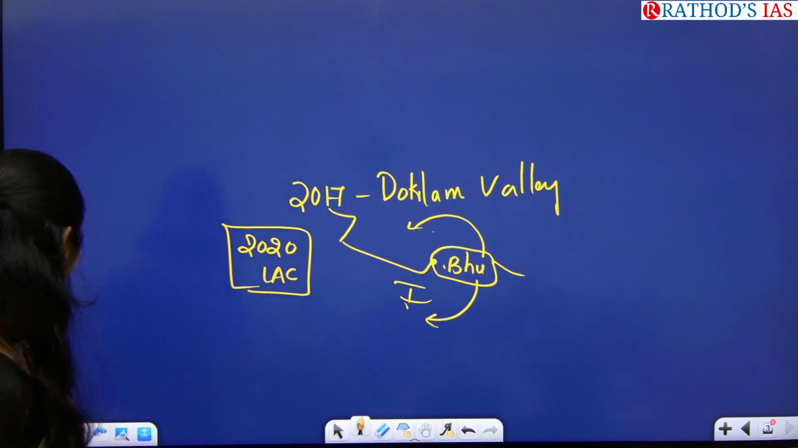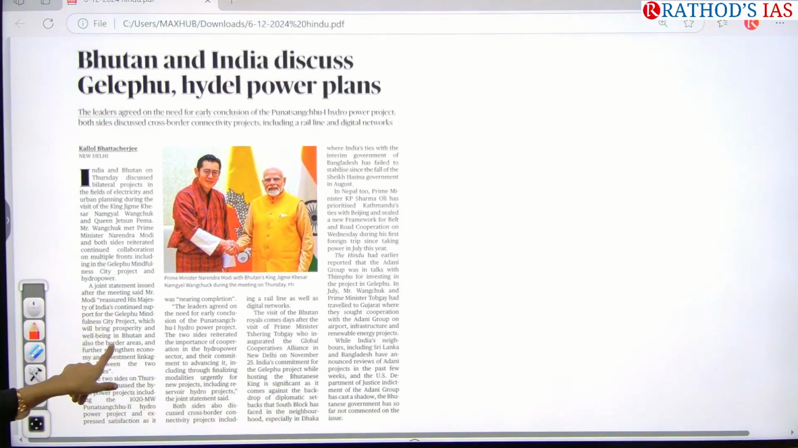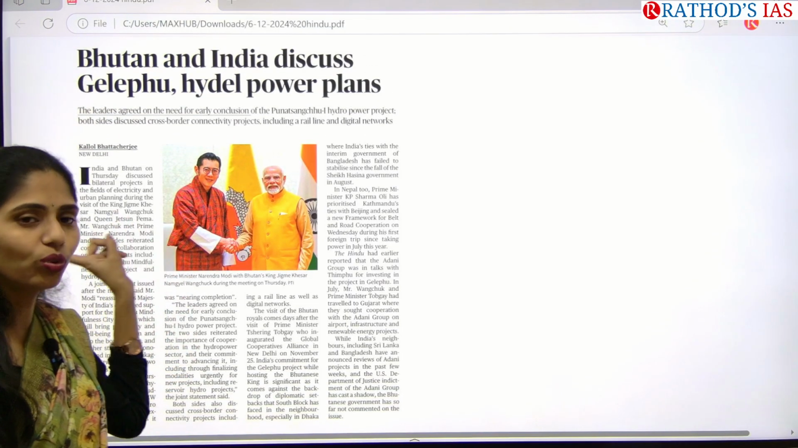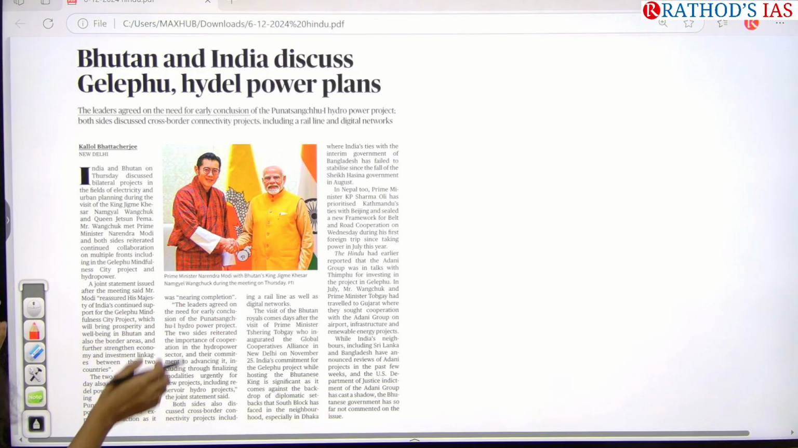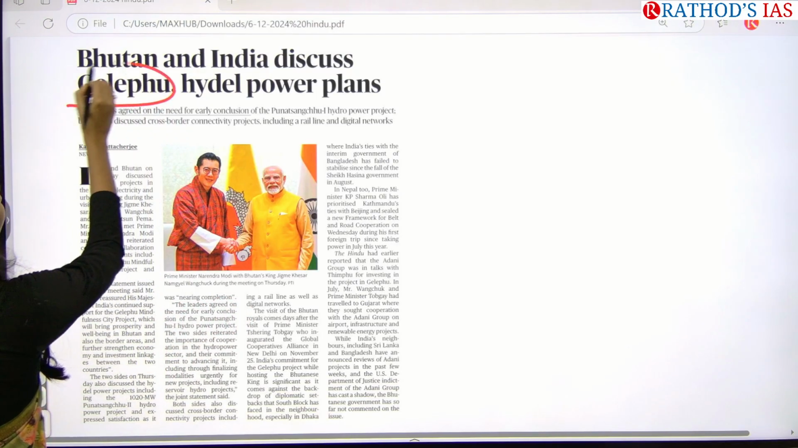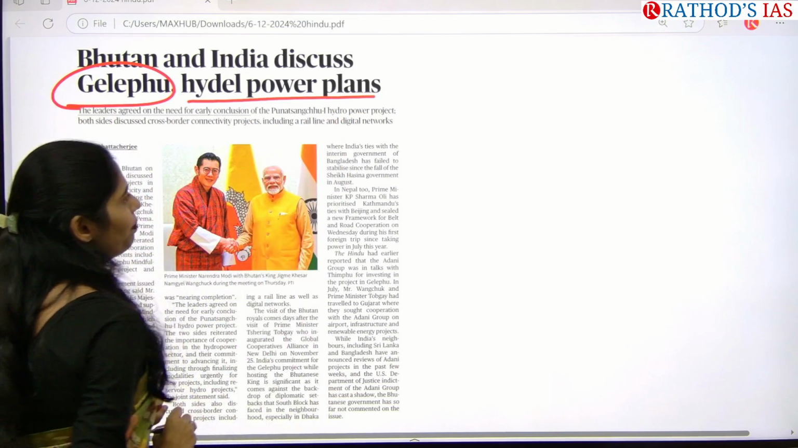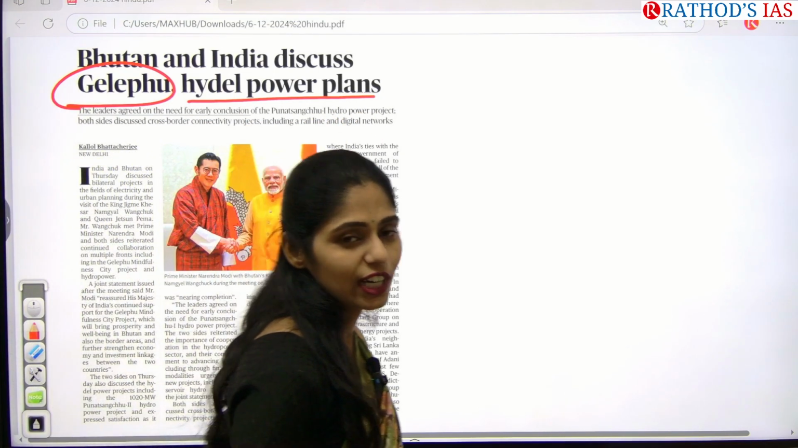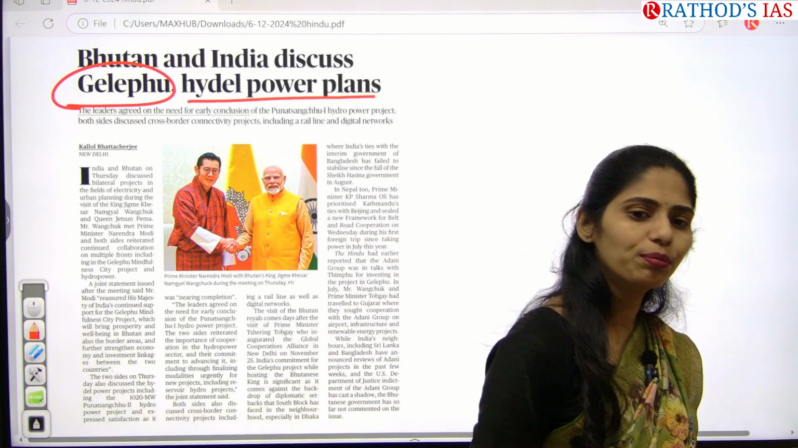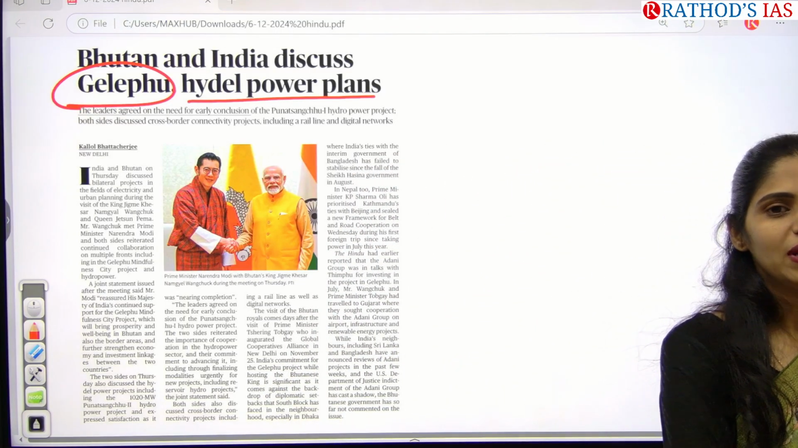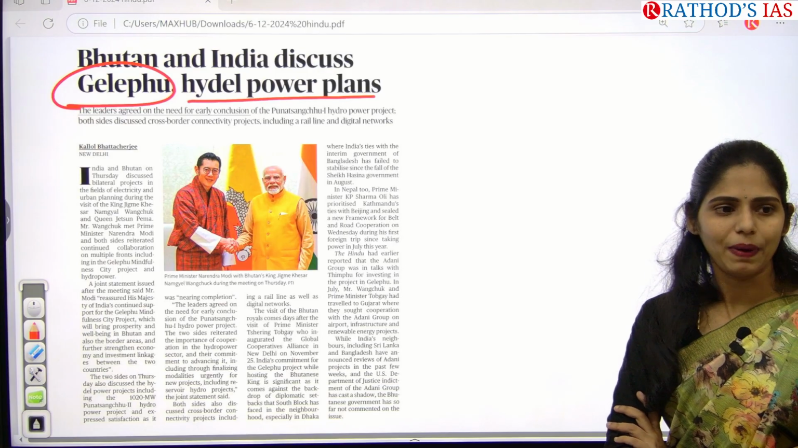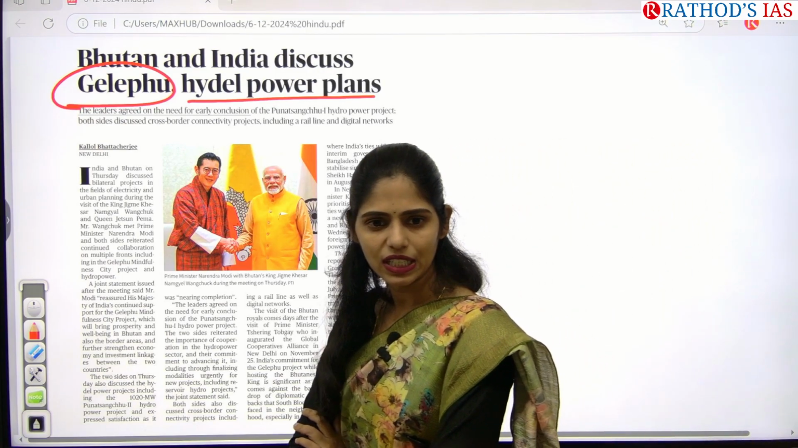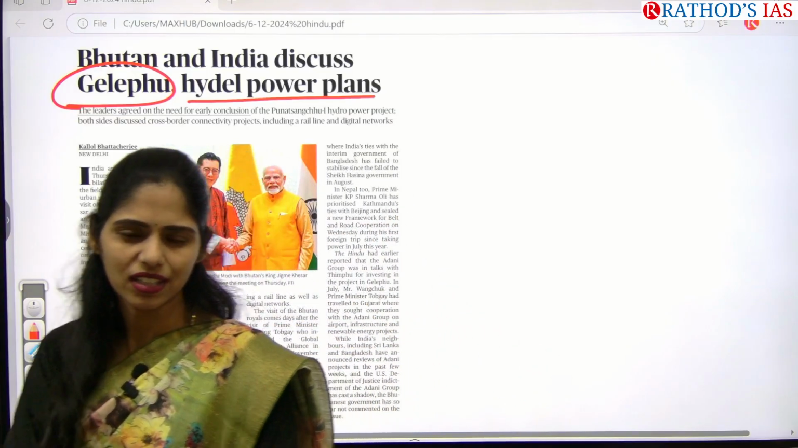Okay, so here you have to see that the King of Bhutan visited India, and in this meeting they talked about two important things. The first one is Gelephu and the second one is hydel power plants or projects. India is one of the good consumers of hydel power of Bhutan. Bhutan's economy mainly depends upon hydropower, because it is also a Himalayan country.